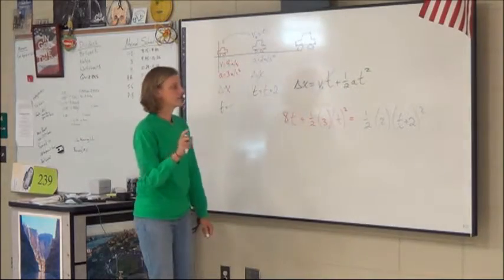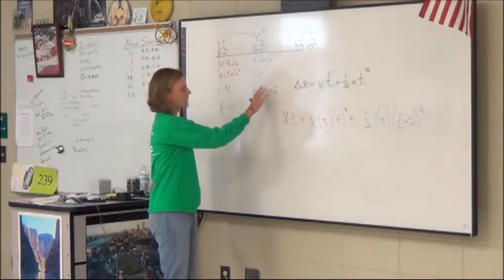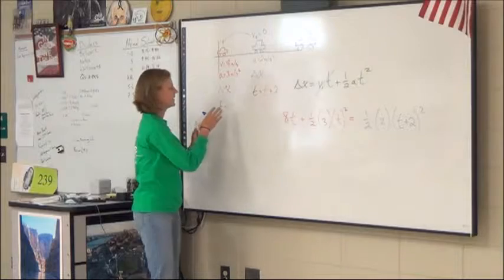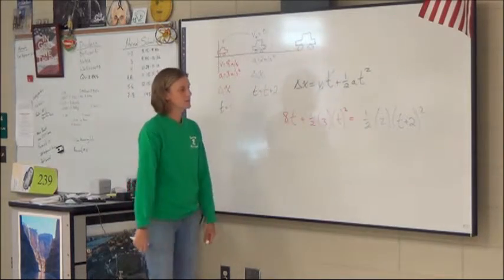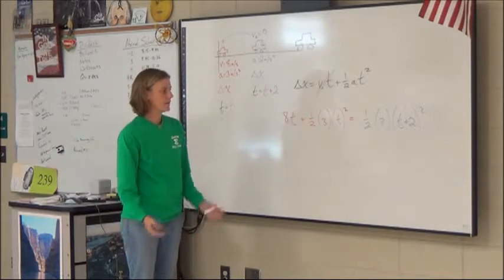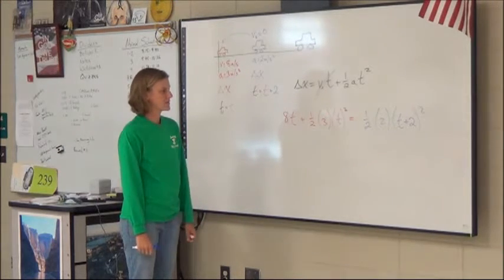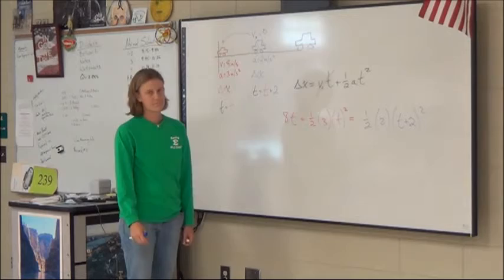Or, equally valid, you could simply call the blue car's time t and the red car's time t minus 2, since they've been traveling for 2 less seconds. Either way, this is the equation you would have to set up to solve for time. The end.